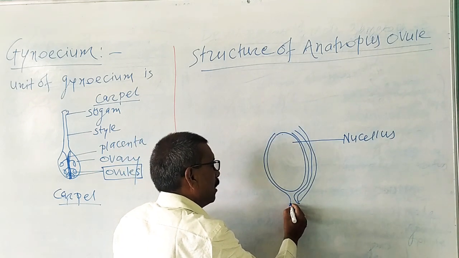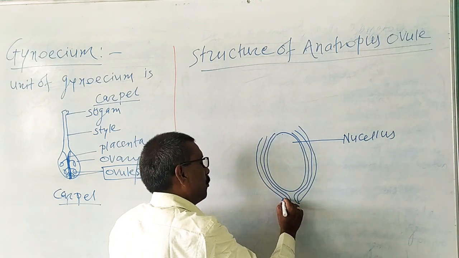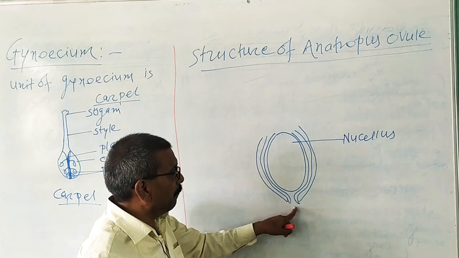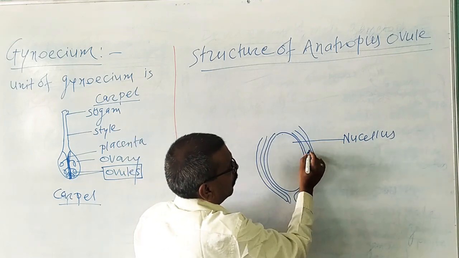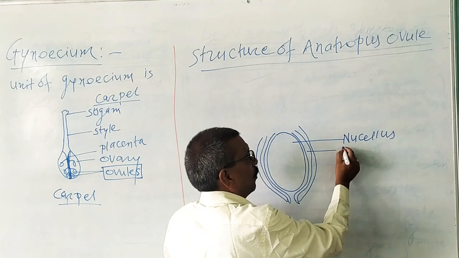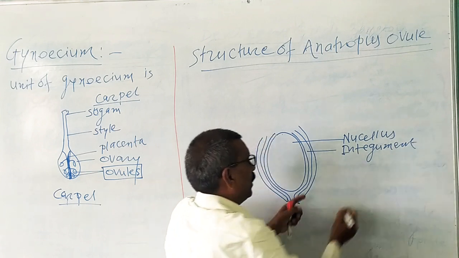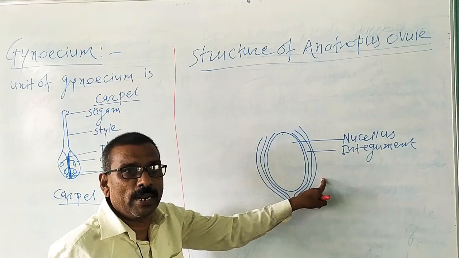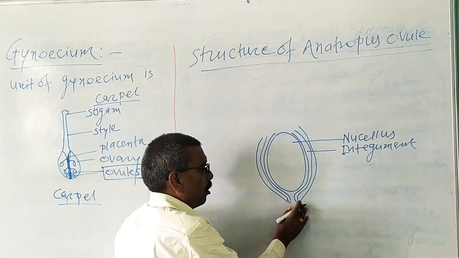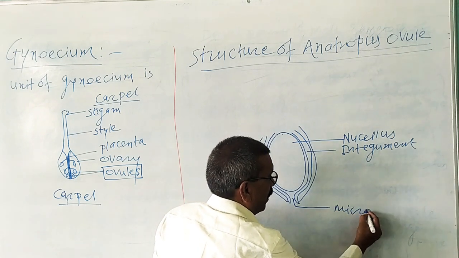A bitegmic ovule. Now here these are the integuments. The integument surrounds all around the nucellus, but except at the tip it leaves a small opening. This is a protective covering of the ovule or nucellus. That protective covering is known as the integument. How many layers of integument are there? Two layers of the integument, hence it is known as a bitegmic ovule. The integument leaves a small opening at its tip. That small opening is known as the micropyle.